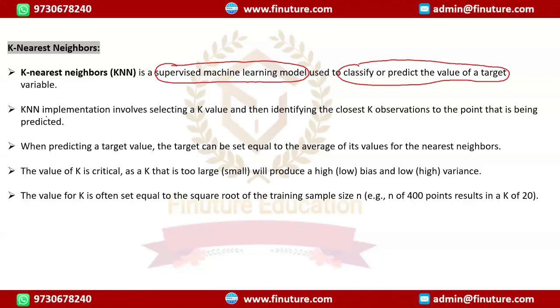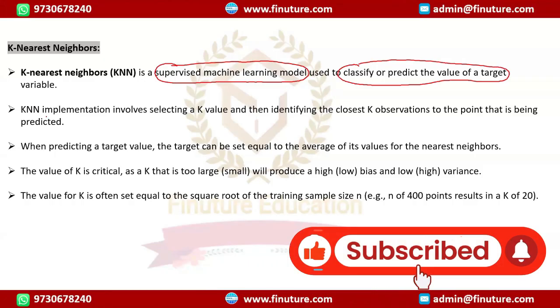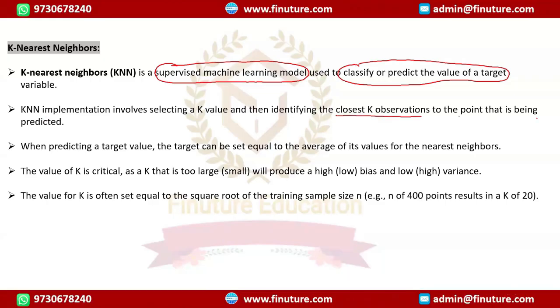And KNN implementation involves a K value. I'll demonstrate what I mean by that. And then identifying the closest K observations to the point that is being predicted. Now from this onwards, I'll try to demonstrate it using an example, otherwise you may not follow it intuitively. Just allow me a moment and let me open the example.